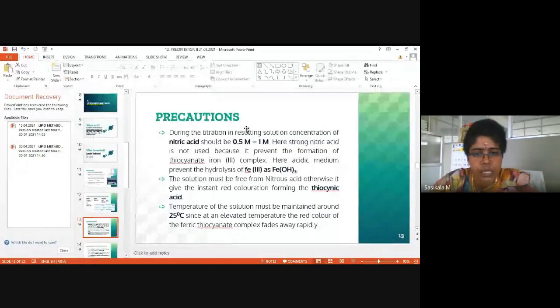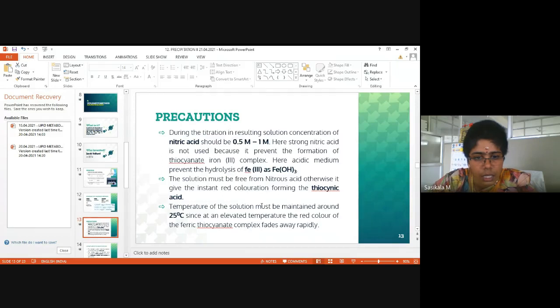The solution must be free from nitrous acid, HNO2. Otherwise, it gives an instant red coloration by forming thiocyanic acid, which interacts with the thiocyanate ion coming from ammonium thiocyanate. The reaction must be free from nitrous acid. Only nitric acid should exist. If nitrous acid is present, it will form thiocyanic acid and give an instant red coloration instead of giving it at the end point.